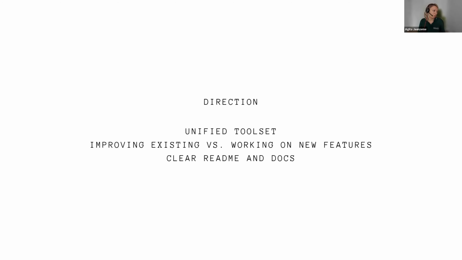So the direction is to create a unified toolset. We want to provide a unified way of doing the full data engineering life cycle. And what we've done before, I think, was expanding on features, but now it came up, or it was really a highlight, that we should work more on improving existing features rather than working on new ones. And of course, README and documentation should also be improved to become more clear and understandable for the users or people who are coming into our repository.